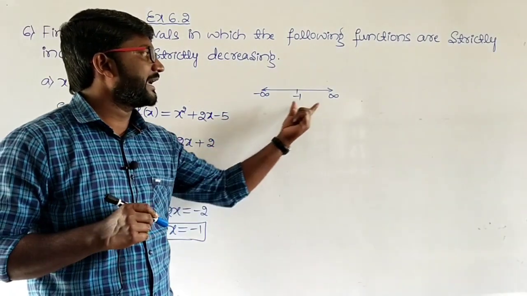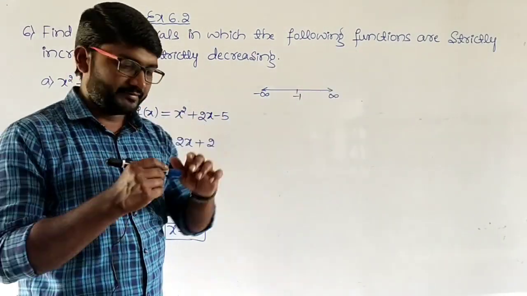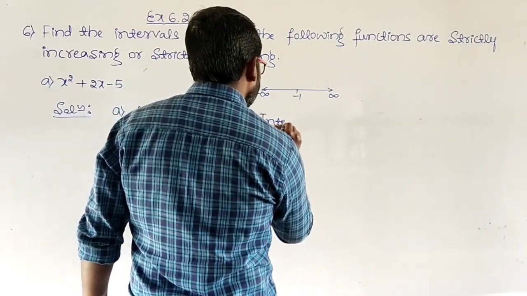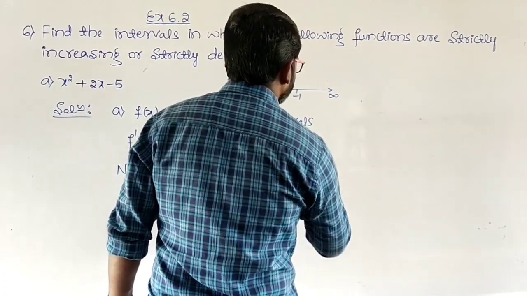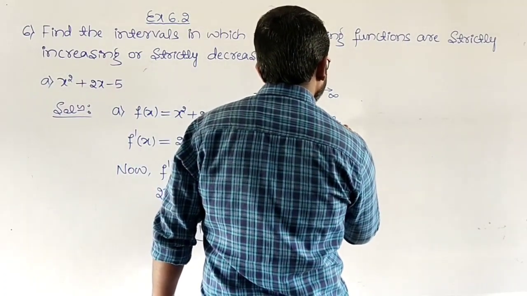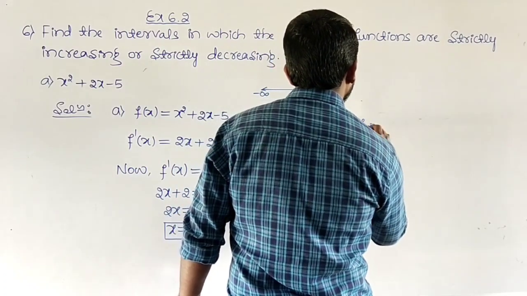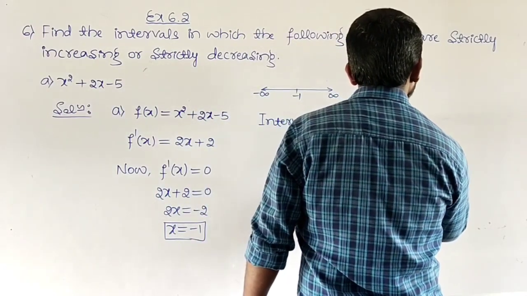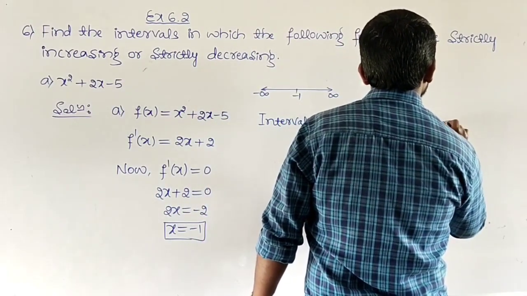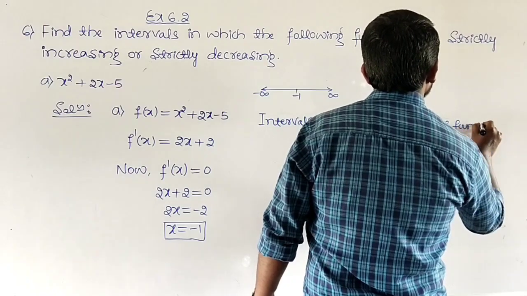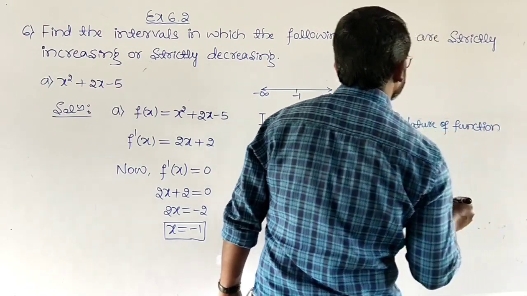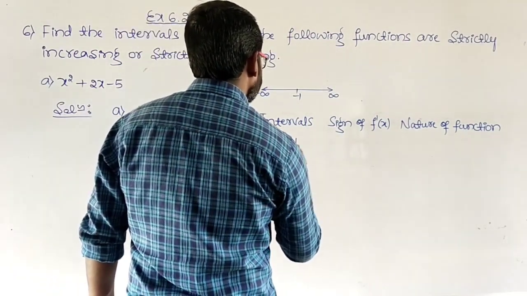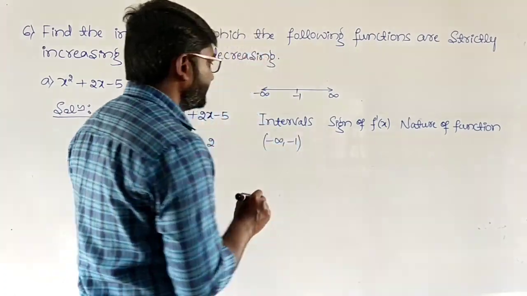So we have to go for the table now. It is intervals, sign of f dash of x, and the nature of function. Here I will be taking the intervals, then sign of f dash of x, and then nature of function. So let us take the 2 intervals. It is minus infinity comma minus 1, open interval.